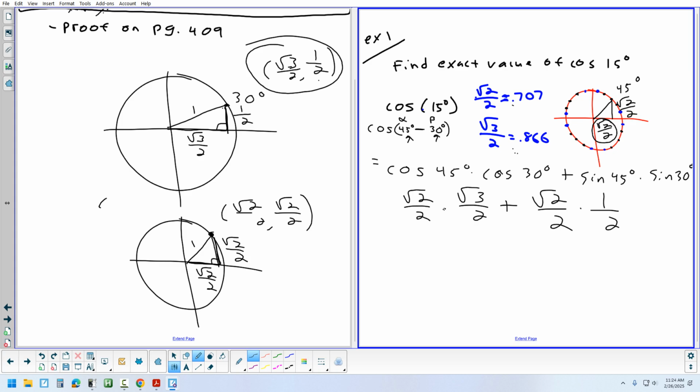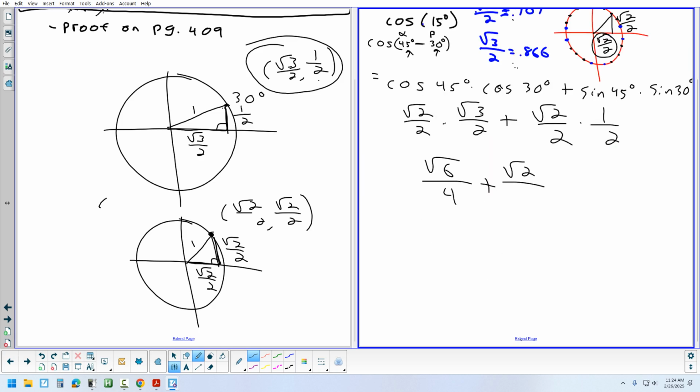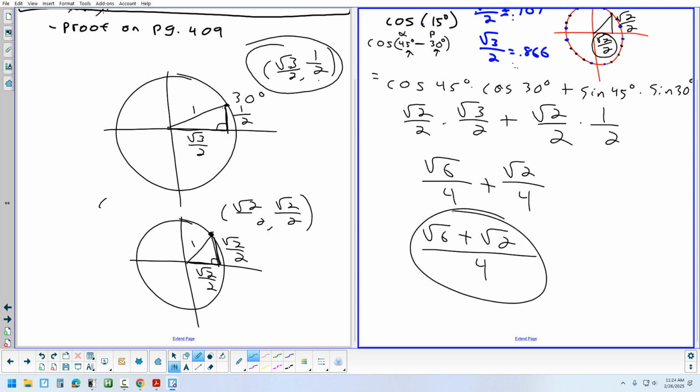When we're multiplying, we can go straight across. What's the square root of 2 times the square root of 3? Square root of 6. Over my denominator will be 4. And the square root of 2 times 1? Square root of 2. Over 4. What's the common denominator? 4. So put it all together with a common denominator of 4.